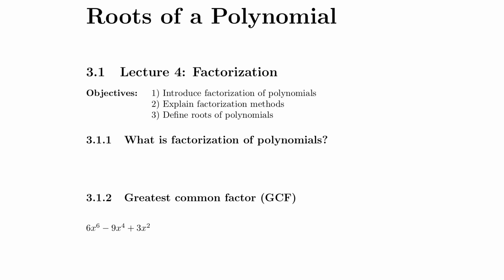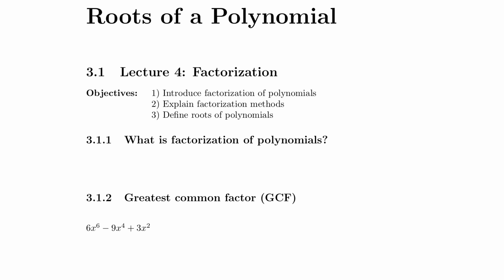Factorization in math is basically taking a number and breaking it down into smaller numbers that multiply each other. In this case, we're going to talk about polynomials. It means exactly the same. So when we have a polynomial and we factorize it, we get smaller parts that multiply each other.